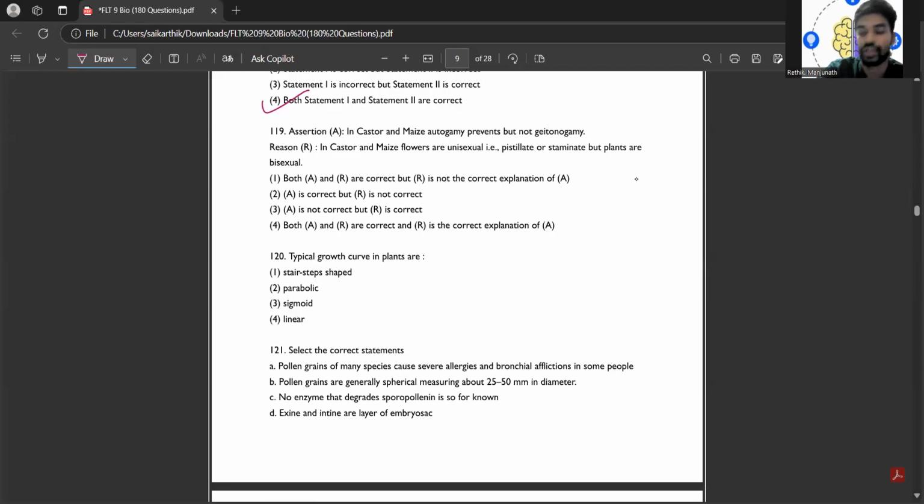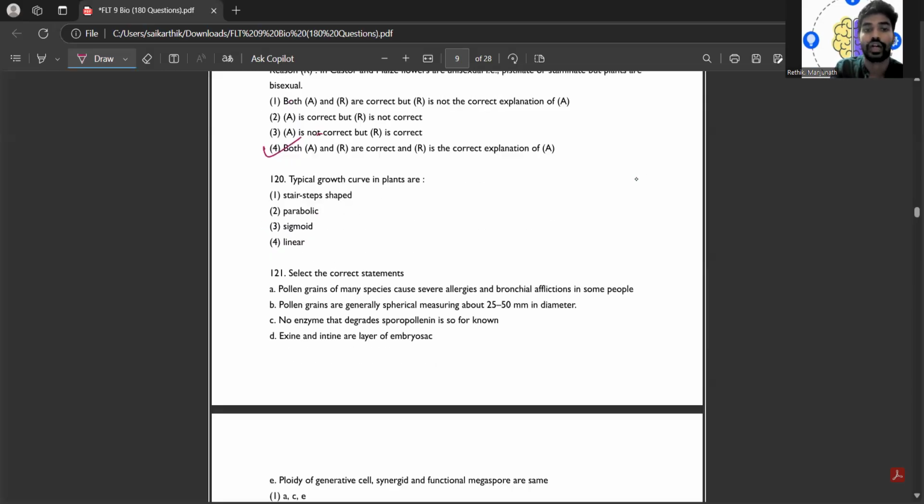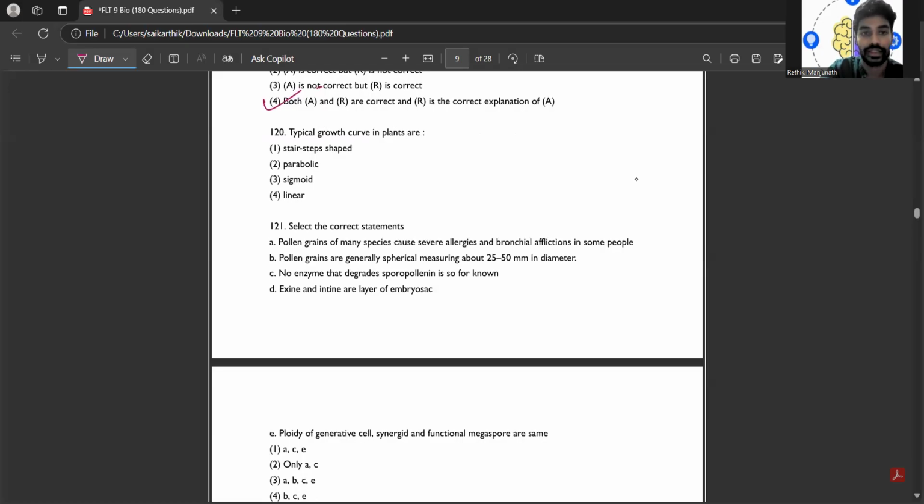So 119th question. So it's about assertion: in castor and maize, autogamy is present but not geitonogamy. The reason is in castor and maize, flowers are unisexual, that is pistillate or staminate, but plants are monoecious. So both A and R are correct, but R is not a correct explanation of A. Okay. So coming to the 120 question here, that is the typical growth curve in plants is what? Sigmoid, direct kind of question.